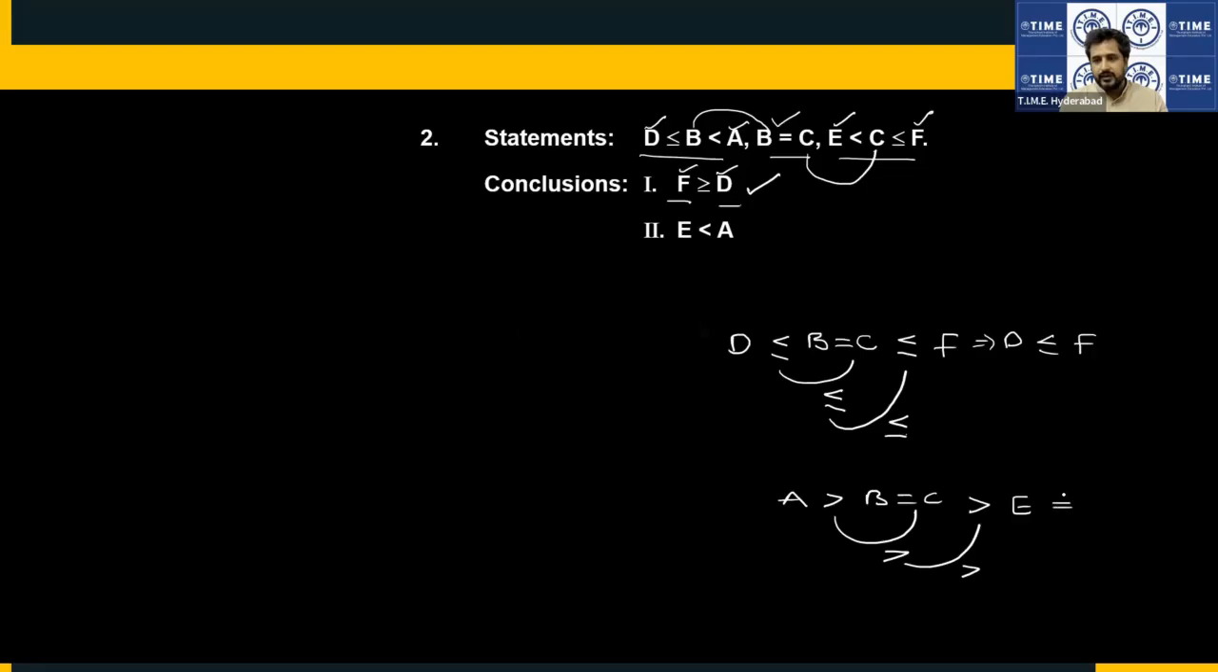So what is the conclusion that we can derive here? A is greater than E. Now what is given? E less than A. A greater than E is as good as E less than A. So conclusion 2 follows. 1 follows, 2 follows. Both 1 and 2 follow is choice 5.